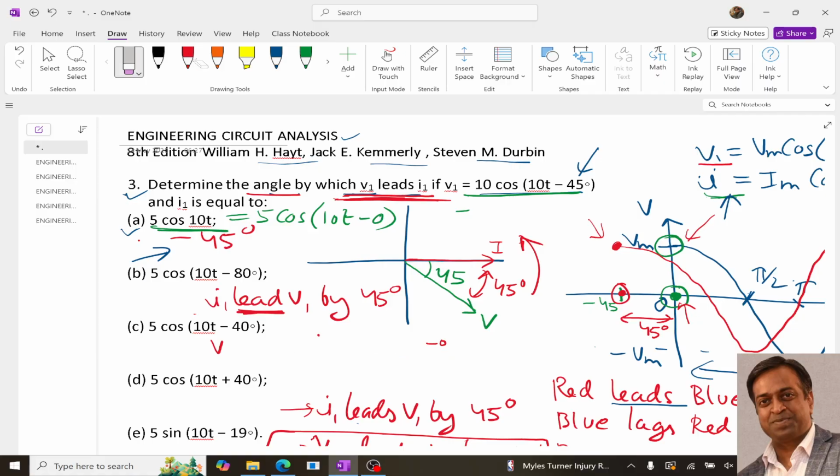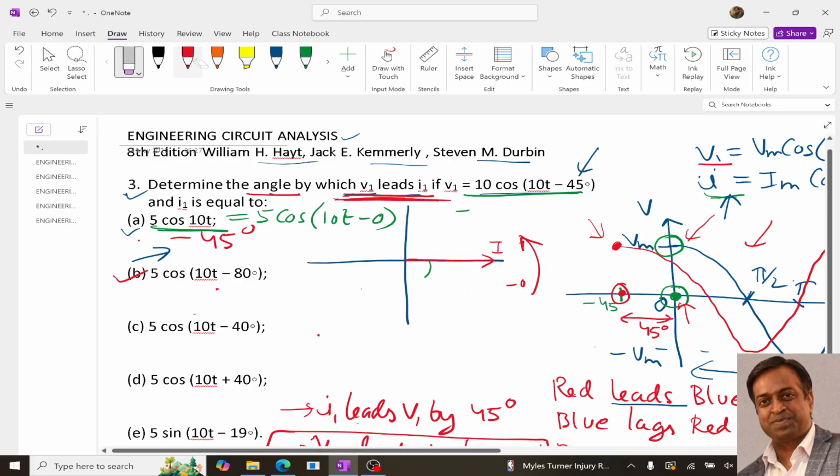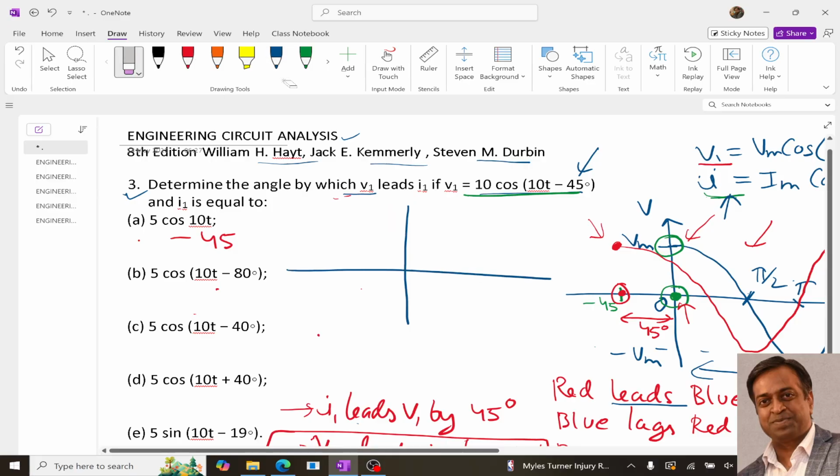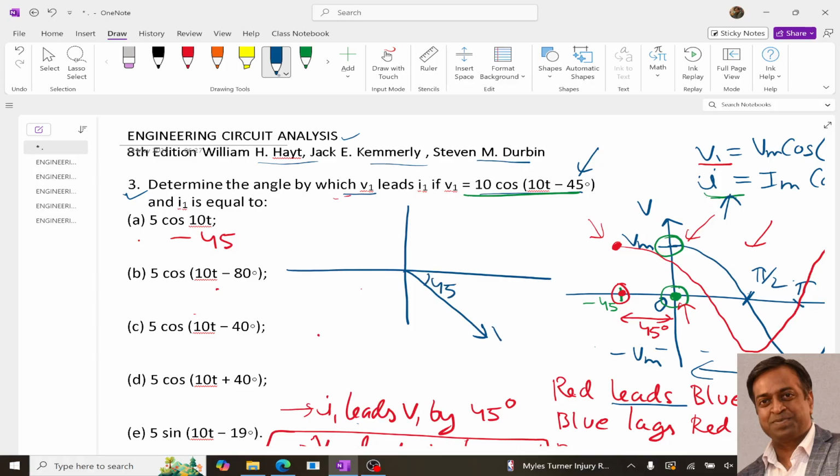So now applying this concept of the phasor and the wave shape to the second part of the question. So in the second part, again the V1 is at this angle 45. It is our V1. Now over here the angle is minus 80. So what I will do? I will have the current over here.